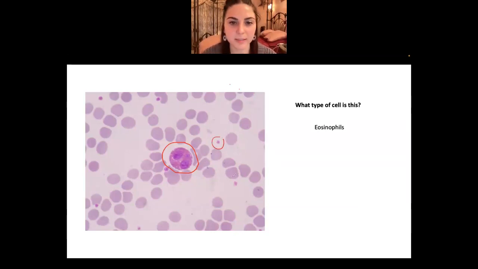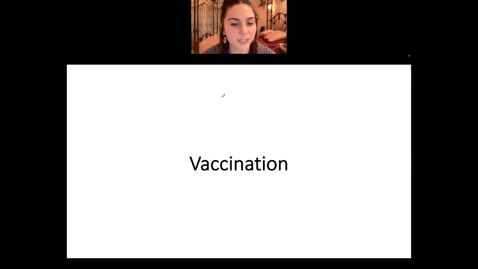And yes, these are platelets around here. These are all platelets. But good. Awesome. You guys are hematologists.